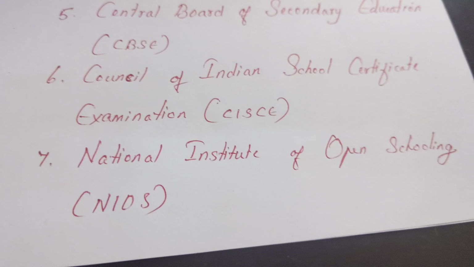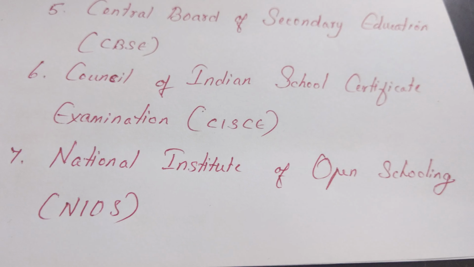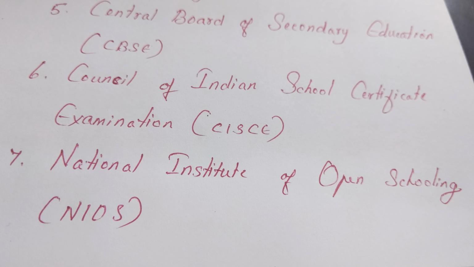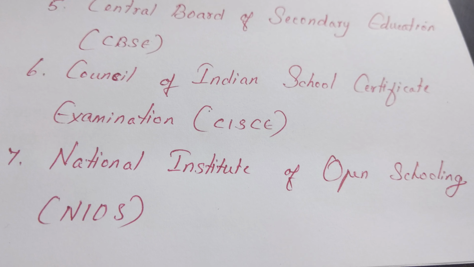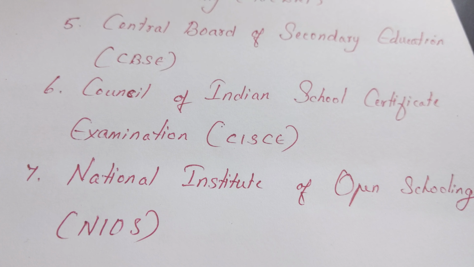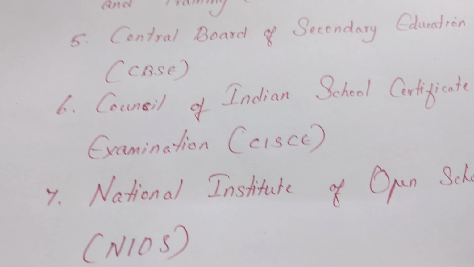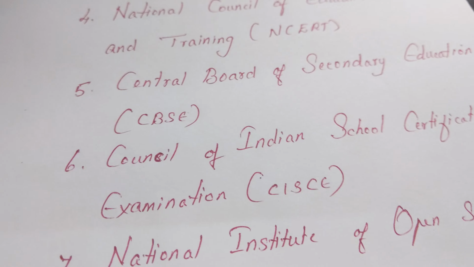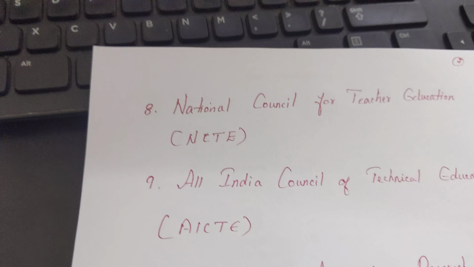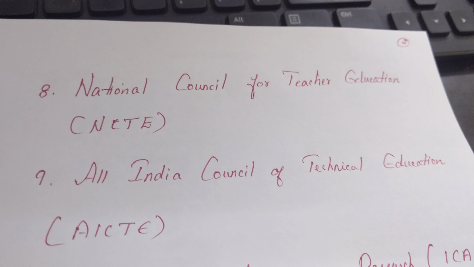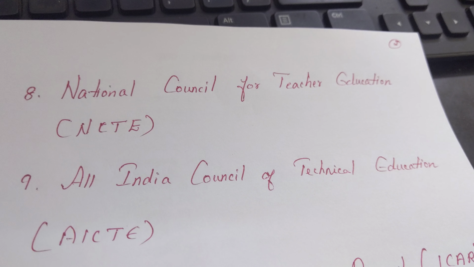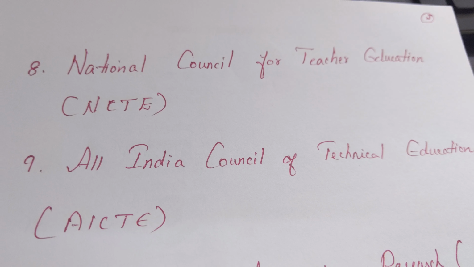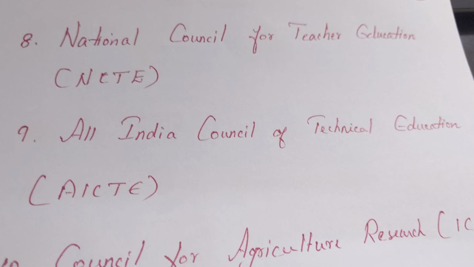So this is the sixth part. Seventh part, if you see, National Institute of Open Schooling, NIOS. Next, if you see the eighth one, National Council for Teacher Education, NCTE.